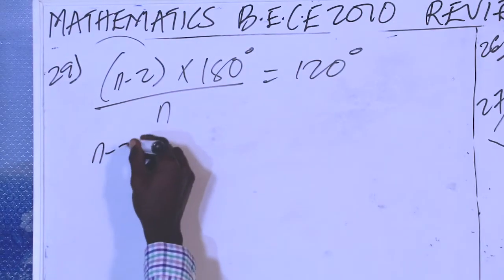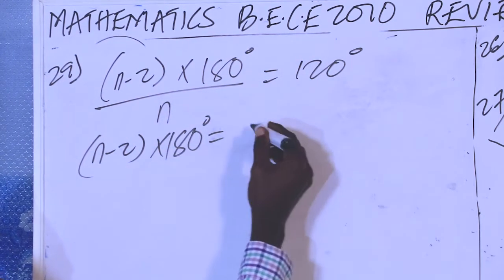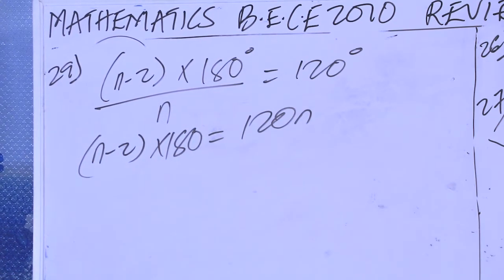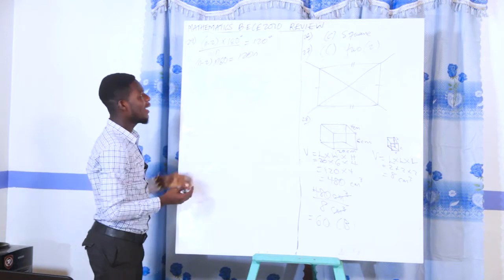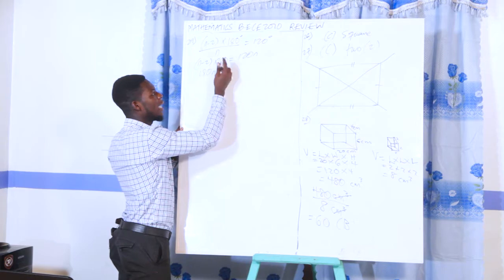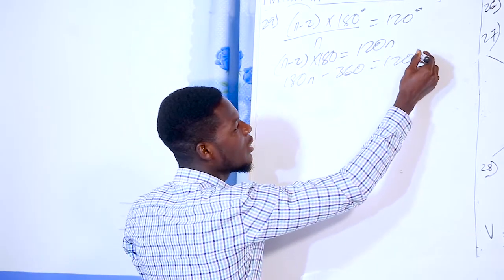Quickly, you can use cross multiplication. So you have (n minus 2) times 180 equals 120n. We can eliminate the degrees for now, because the degrees will cancel out eventually. All right, now here we have to expand. So when we expand, we have 180n minus 360 equals 120n.